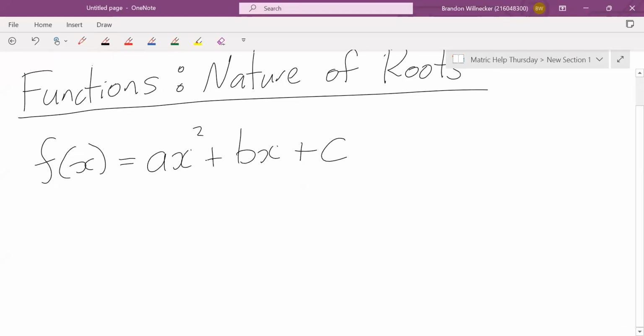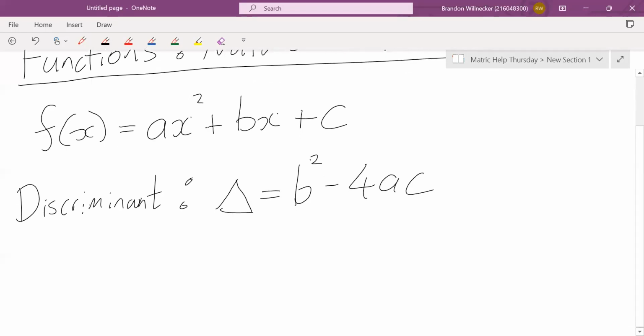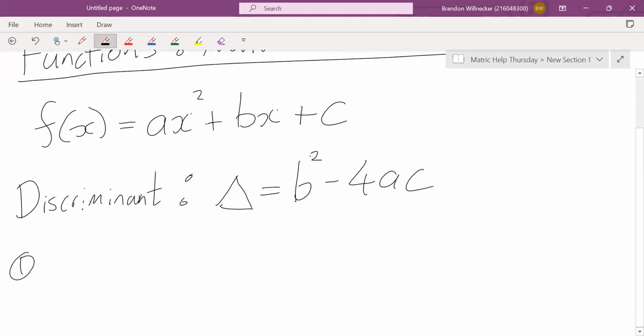So in this case, we can use the discriminant. Okay, remember what the discriminant was. That was this triangle we call delta, and this is going to be b squared minus 4ac. Okay, that's the discriminant. Now, from the discriminant, we can look at what the nature of the roots are. So, firstly, if this discriminant is greater than 0, then we end up having 2 real roots.